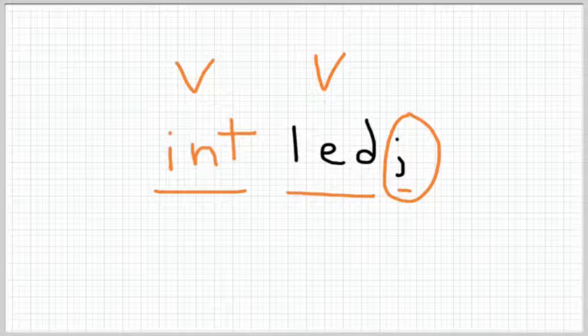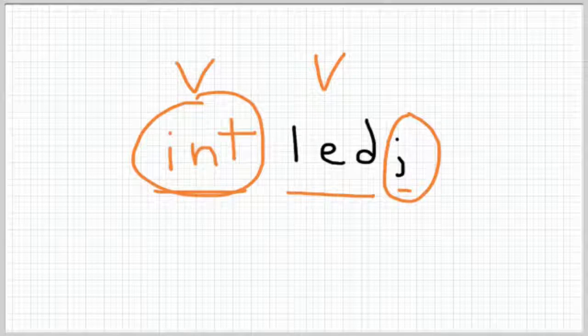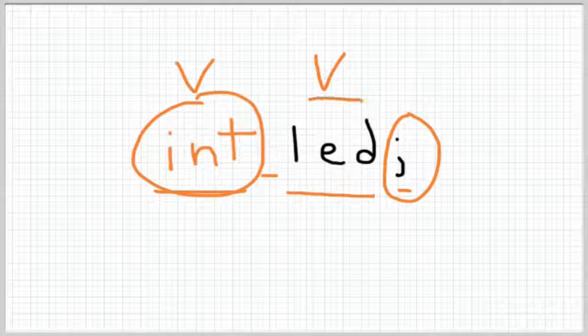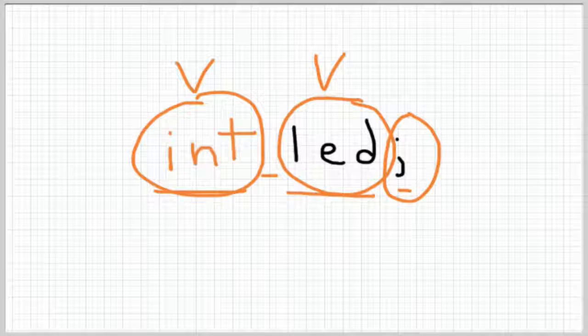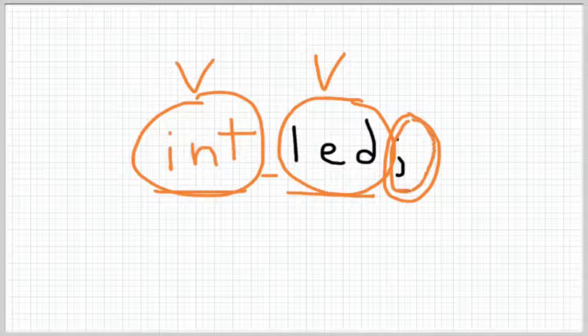So let's go ahead and recap variable declaration. The first thing you do is write the data type. This is the type of stuff you're going to put in the variable. And then next, you name the variable. So try to use a name that makes sense, and this is the name that you're going to use to refer to it over and over. And then finally you end it with a semicolon.